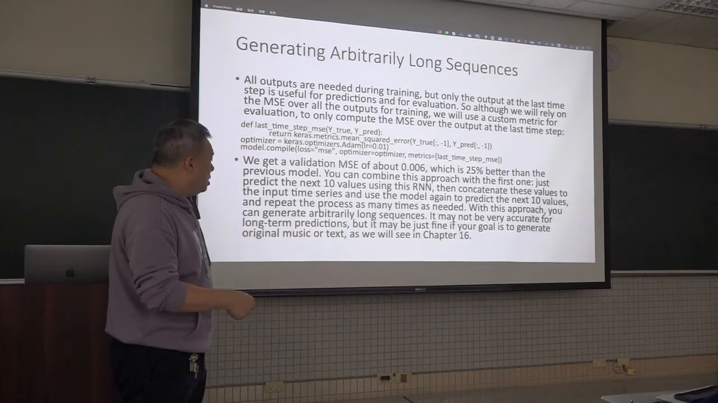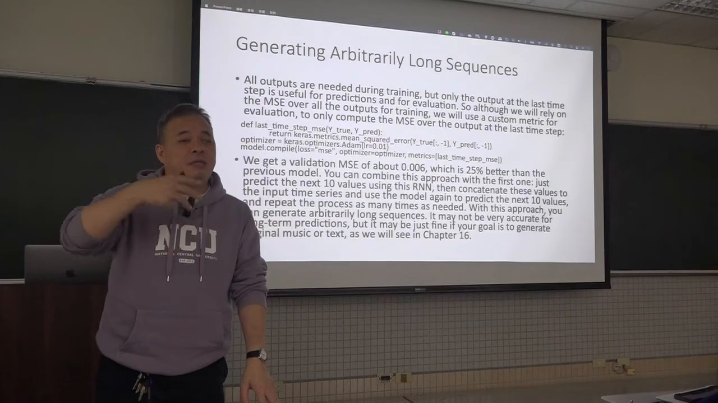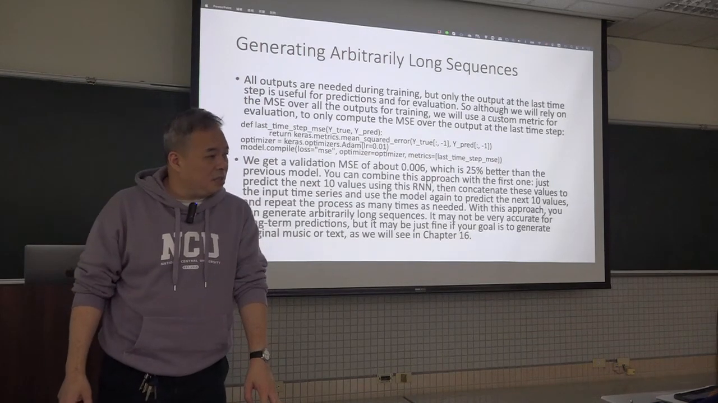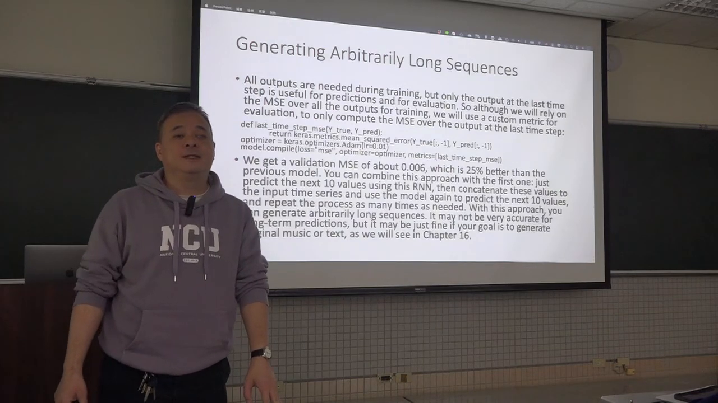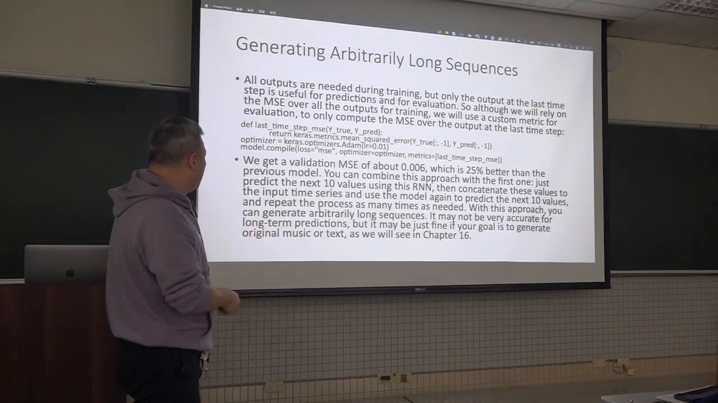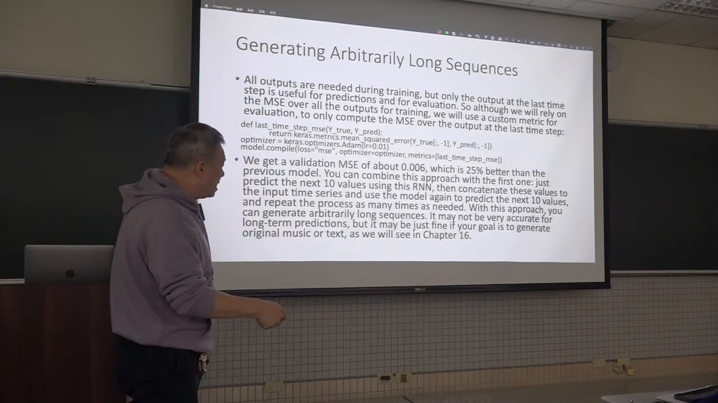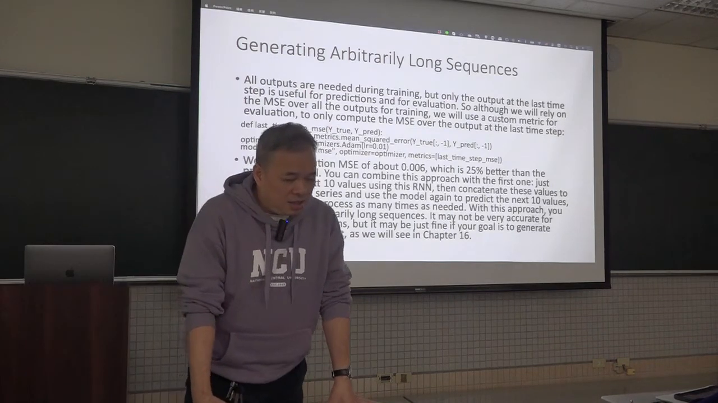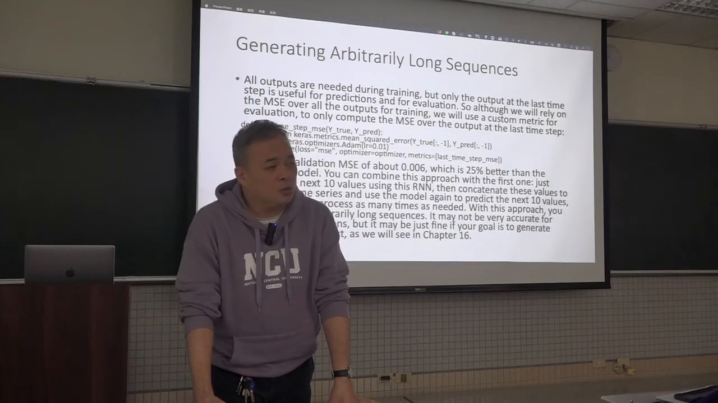Sometimes, because this allows you to generate a sequence, we can also use RNN to do some creativity tasks. For example, we can use RNN to compose music for us. So it may be just fine if your goal is to generate original music, as we will see in chapter 16. We are not going to talk about chapter 16 here, because that's about NLP. But I just want you to understand that some tasks do not necessarily have a certain goal to meet, for example, a creativity type of task.